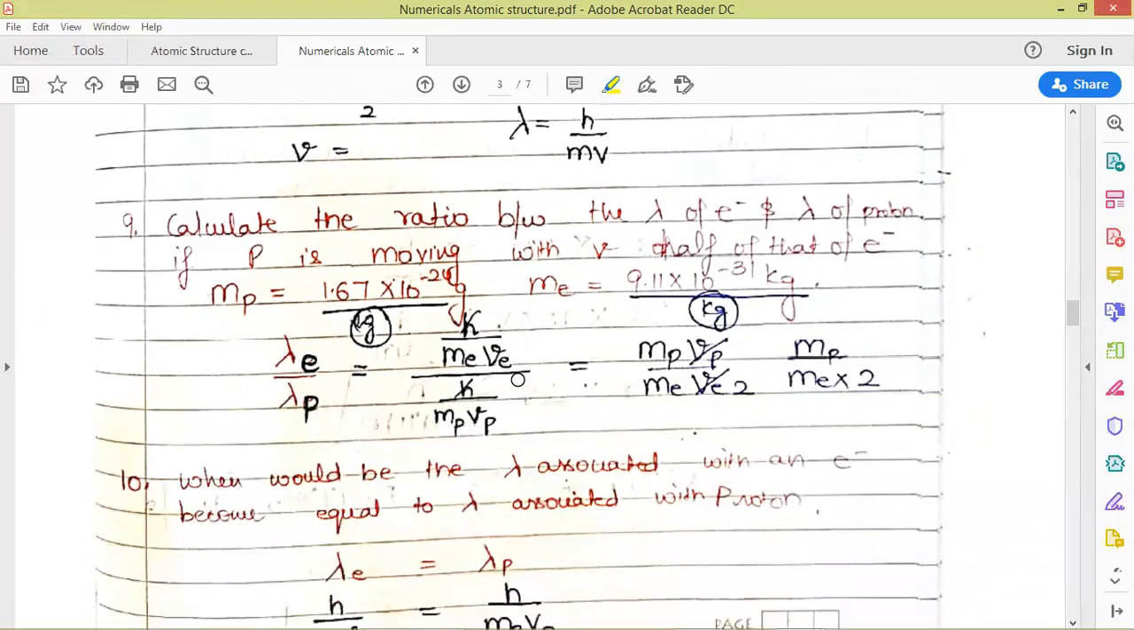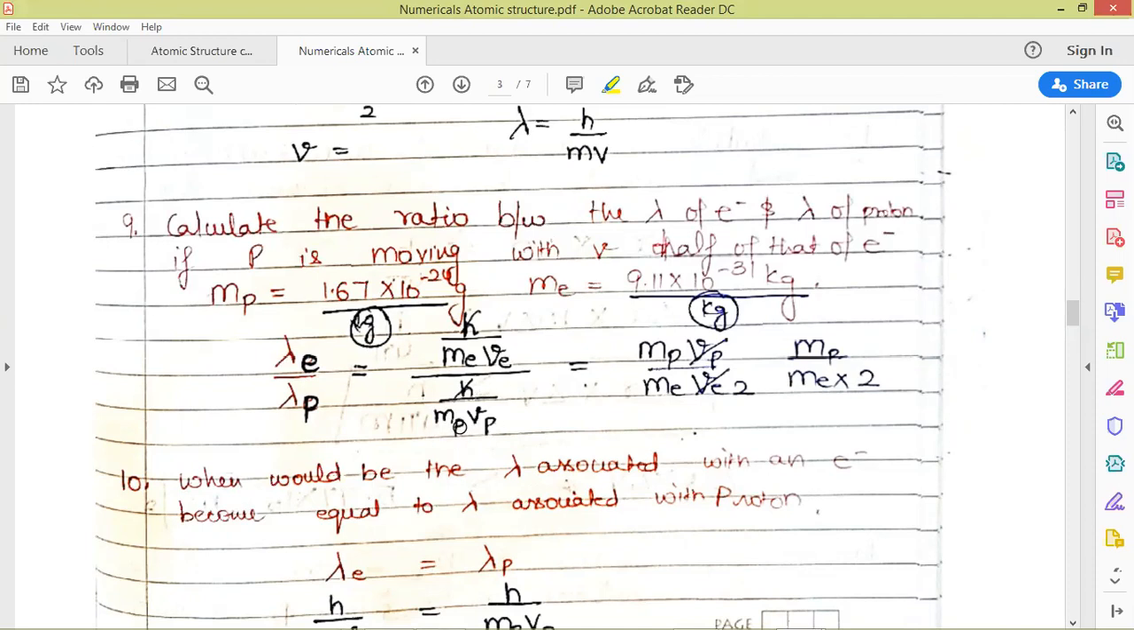Next type of question is: calculate the ratio between lambda of electron and lambda of proton. Here you have to calculate the ratio of wavelength of electron and wavelength of proton, and you are given the masses of both and a relationship between their velocities, that proton is moving with velocity half that of electron. So we'll write lambda E divided by lambda P is equal to, we'll write their formula, representing mass of electron as me, velocity of electron as ve, and mp and vp are the mass and velocity of the proton.